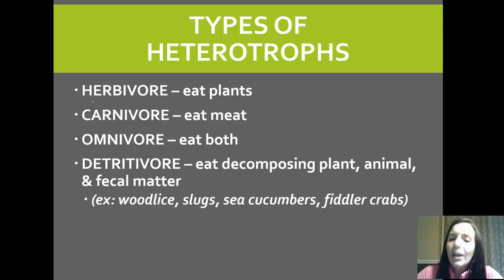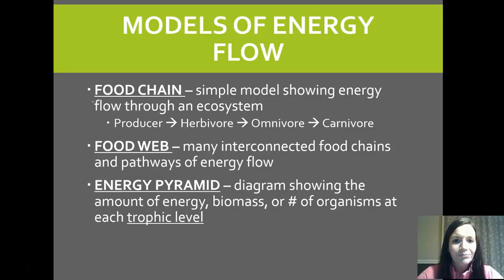There's also different types of heterotrophs. So we have herbivores, which eat plants, carnivores, which eat meat, omnivores that eat both, and something called a detritivore, which eats decomposing plant, animal, and fecal matter. So these are things like woodlice, slugs, and sea cucumbers and fiddler crabs, actually.